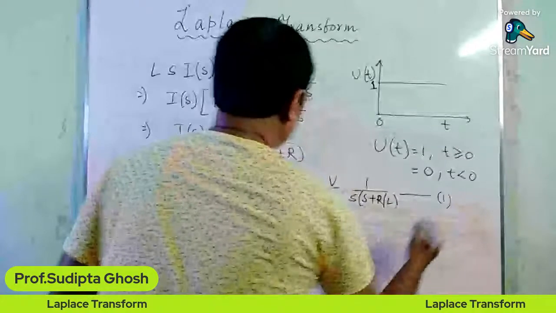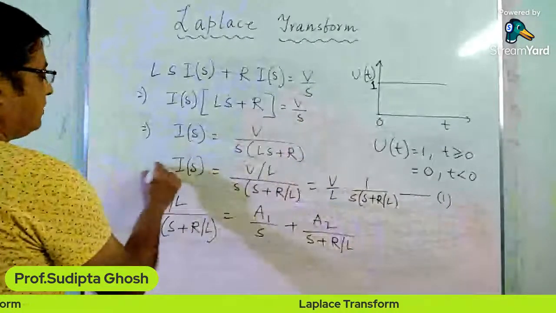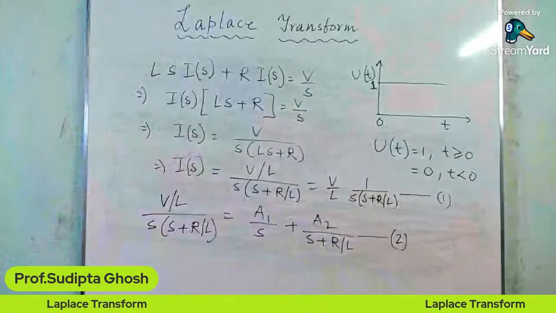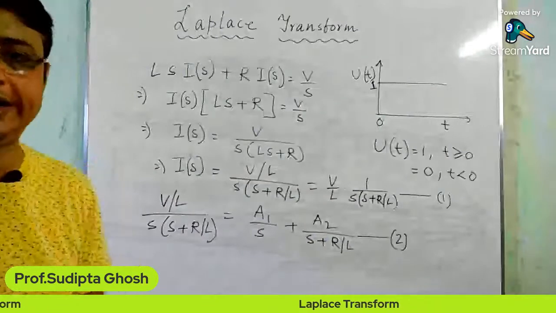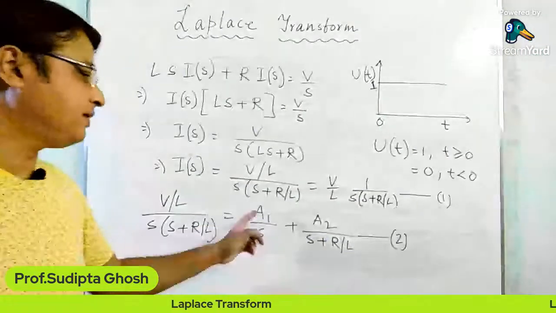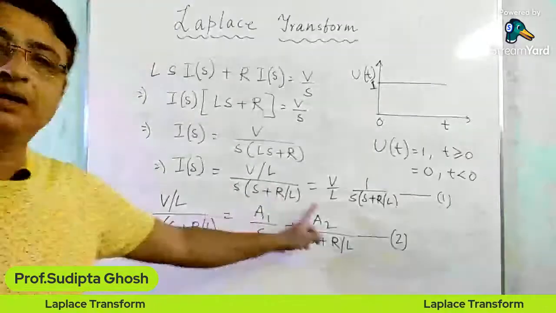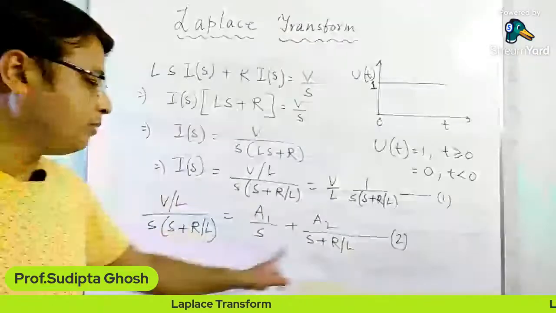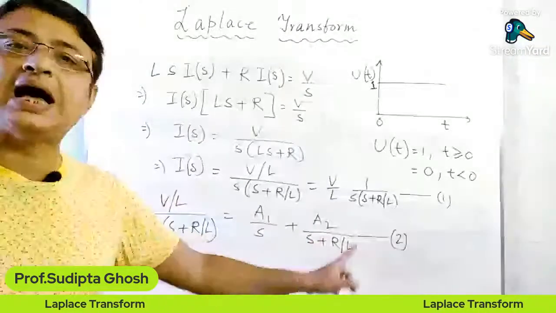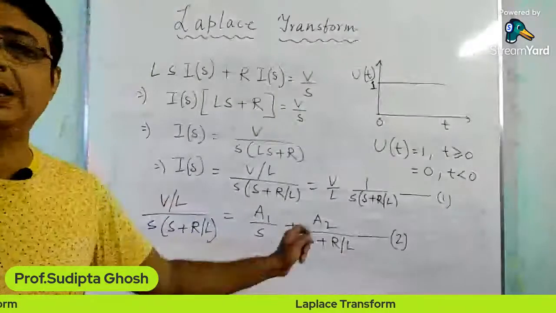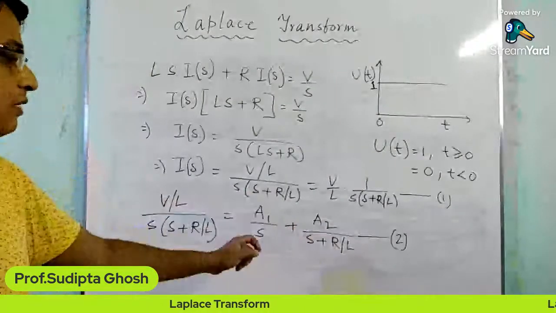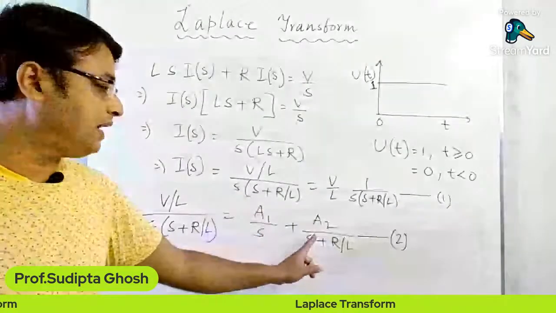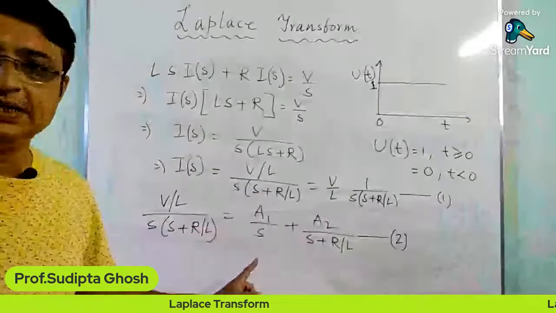Okay. So now if this is our equation 1, this is equation 2. So now from equation 2 we have to find out the values of A1 and A2. To get the value of A1, if you simplify this part, the denominator will be S into S plus R by L, and the numerator will be A1 into S plus R by L plus A2 into S.